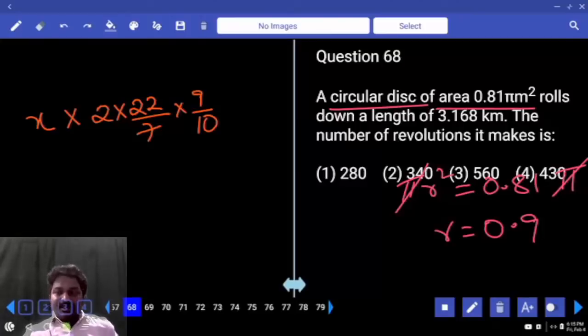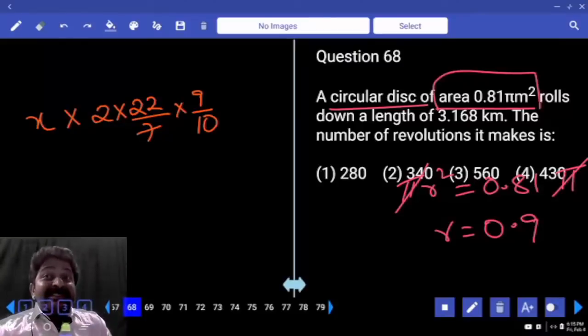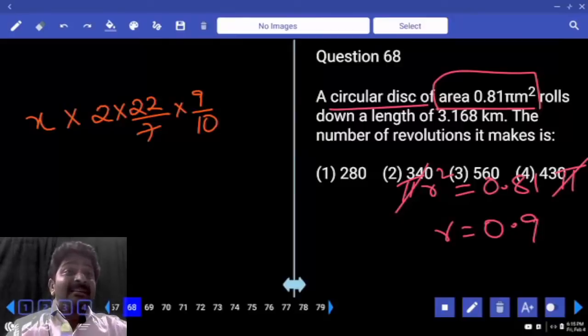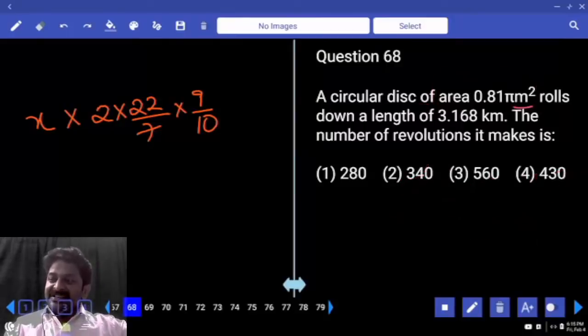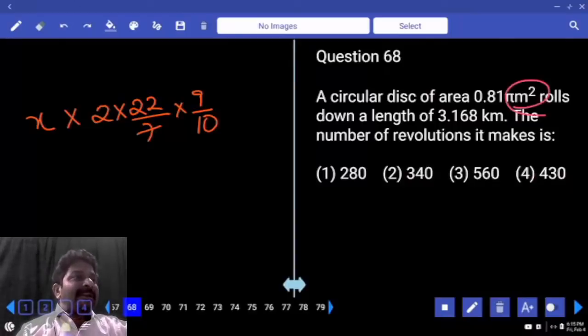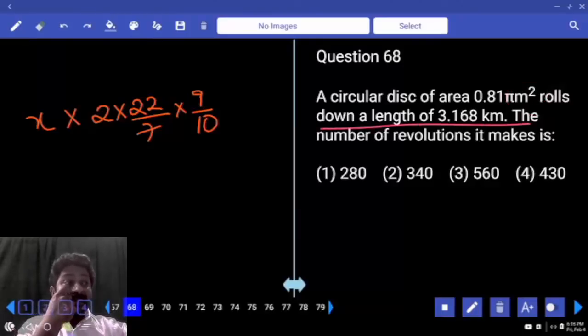Now 9 by 10, can you check the units here? What is area given as? Area is given as square meters. Then radius is in meters, right? Area is two dimensional, so it is in square meters, and radius is in meters. What is the total distance covered in this case? 3.168 kilometers must be converted into meters, because the left hand side values are in meters, right? 1 kilometer is equal to how many meters?